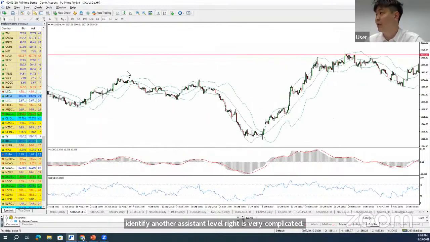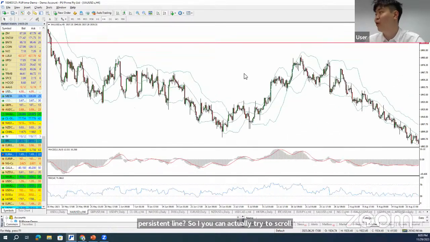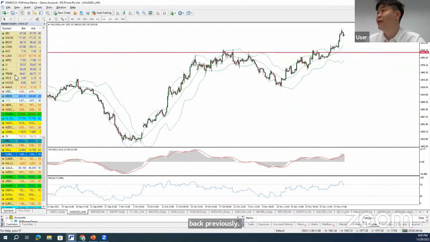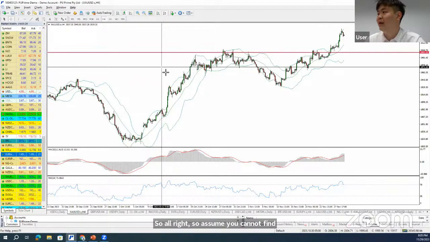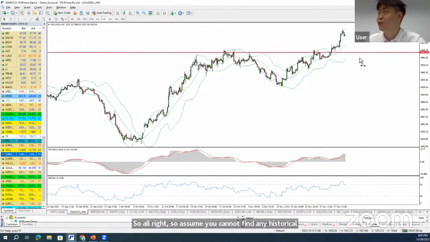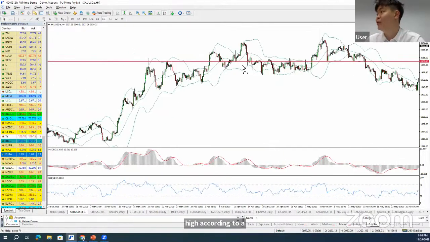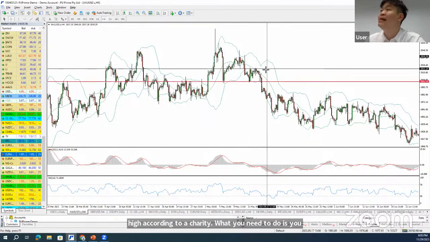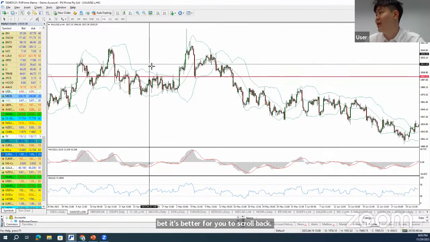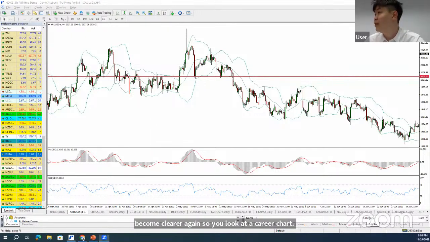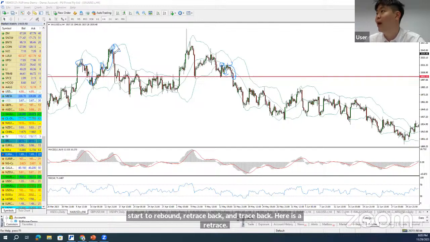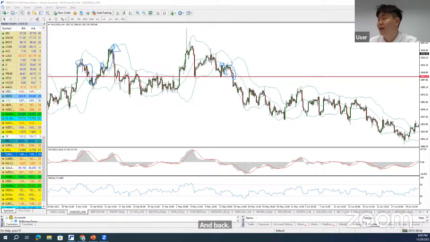So you can actually try to scroll back previously. Assume you cannot find any historical high on the chart already. What you need to do is scroll back, and when you scroll back, everything should become clearer again. You look at the previous charts, and you can notice that previously gold tested this level, started to rebound and retrace back. Here is a retracement. And then after it spread above this level, it continued to go up. So you can look back on the historical charts and then draw a line from there.